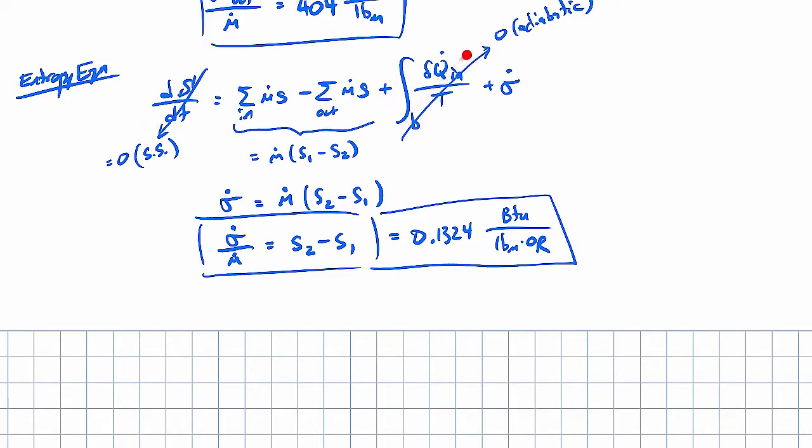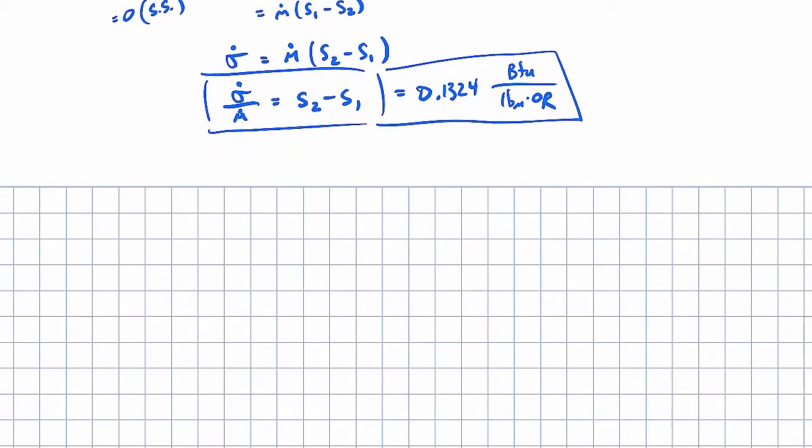It's still adiabatic, and it's now reversible because we want the maximum power. So the maximum power will occur when we have no irreversibilities. So that'll be sigma dot is 0. So then what you'll see is that S2 should equal S1. We should have an isentropic process.